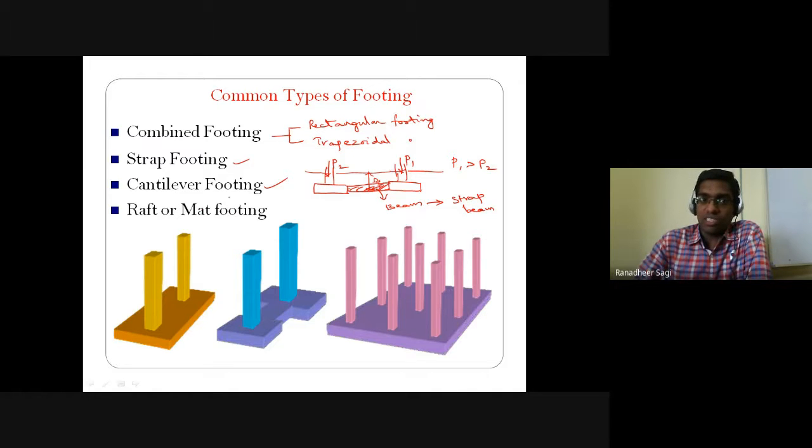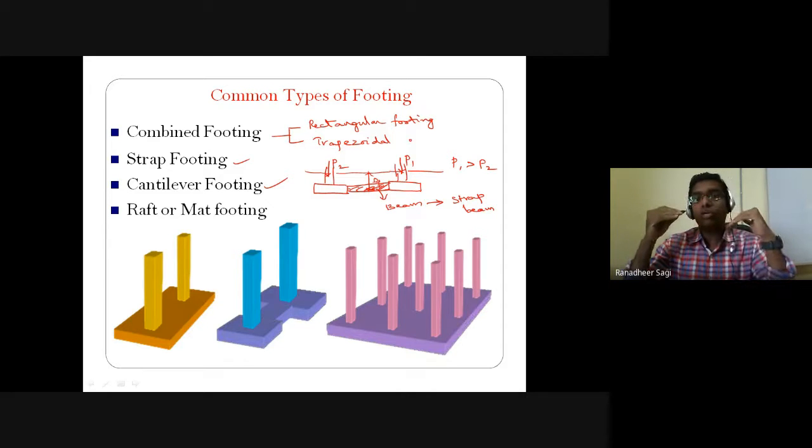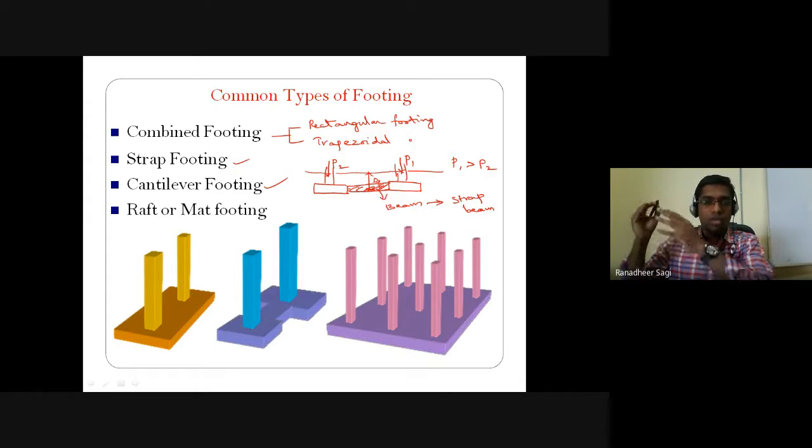The functionality of this cantilever footing is similar to that of the strap footing, but in the case of a cantilever footing, the two individual footings are at different elevations. If you want to redistribute the heavier load coming from one footing onto the other footing, then those two footings, which exist at two different depths below the ground surface, are connected by a beam which is of cantilever shaped cross section. That is what we call a cantilever footing, which is also one type of combined footing only.